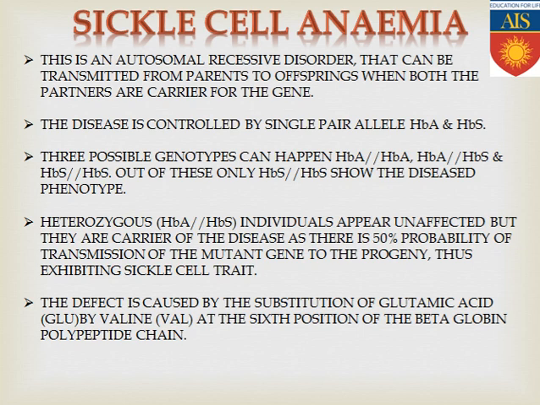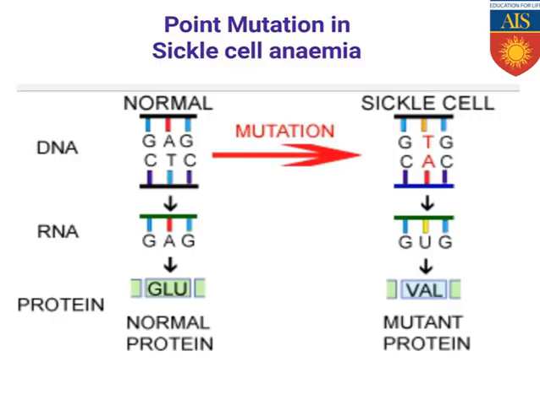Why is this sickle cell anemia actually created? The reason is in the protein chain structure. We all know the RBC contains the hemoglobin protein, and hemoglobin contains 2 alpha and 2 beta polypeptide chains. In the beta polypeptide chain specifically, the glutamic acid is substituted by valine, and that is present at the 6th position of the beta globin polypeptide chain. So let's see what mutation has occurred, then we can understand properly.